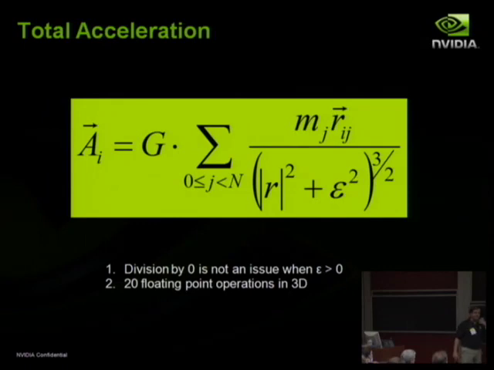In the literature, 38 is a commonly cited number from Warren and Salmon at Caltech. I don't know where they got 38, unless they said square root and divide are just 10 each. I've seen people do things like that in papers where they count them as well. I don't know why it's 38. We say 20. The guys from Stanford call it 19 because they think 1 over square root of x is one floating point op. Okay. Well, in any case, the 38 is a common number, but when I count, I get 20.